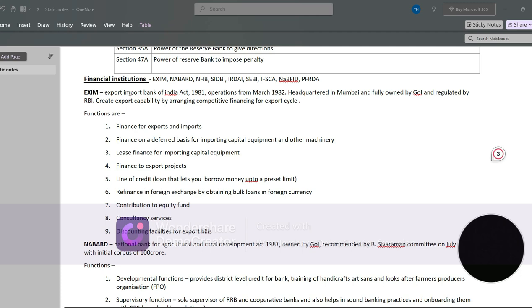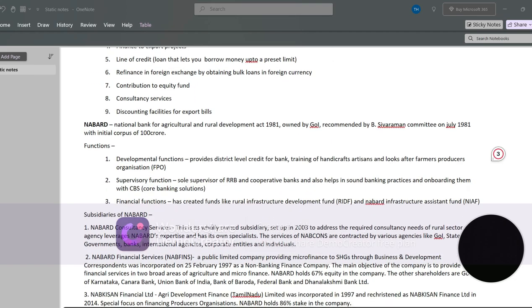Its functions are financing exports and imports, financing for importing capital equipment and other machinery, lease finance for importing capital equipment, financing export projects, giving line of credit. Line of credit means a loan that lets you borrow money up to a preset limit. It also refinances in foreign exchange by obtaining bulk loans in foreign currency, contributes to equity fund, provides consultancy services, and provides discounting facilities for export bills. That is all.